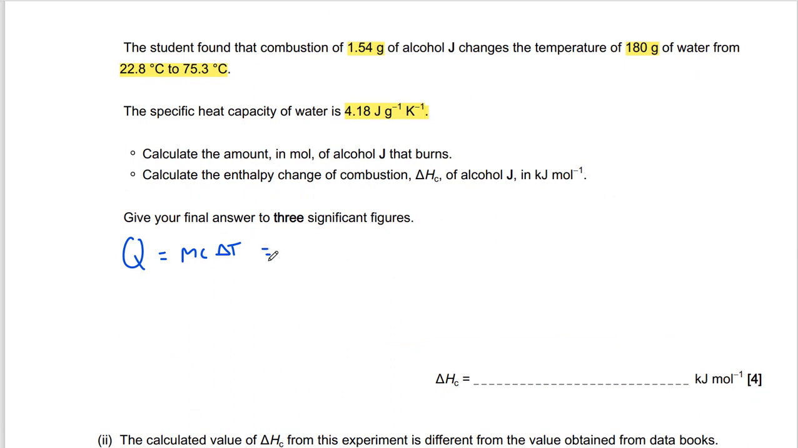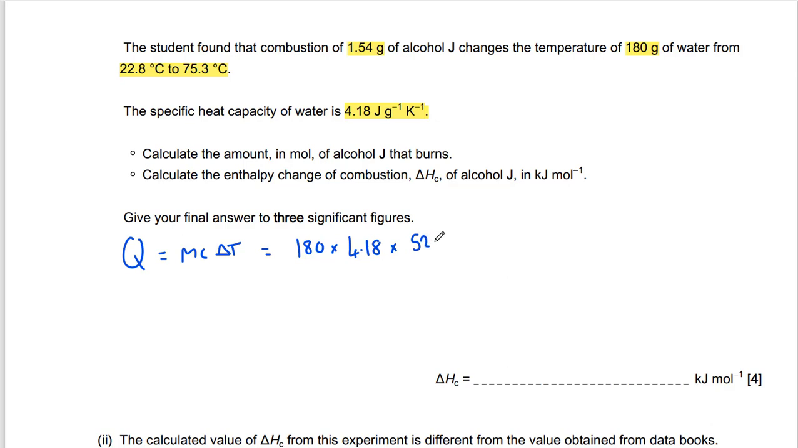So let's quickly run this through then. I need 180. I multiply by the heat capacity, which is C. They give you that. It's also on your data sheet, 4.18. And I'm multiplying it by delta T. Now, delta T is just the change in temperature, so 75.3 minus 22.8, and you get 52.5.